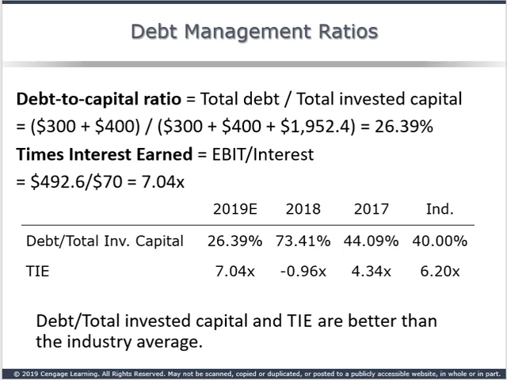The next one, times interest earned. This is a very important ratio because this is looking at a company's ability to pay future interest. And so what we want to identify is capacity, which is one of the 5 C's of credit. And so in the case of the times interest earned, or TIE, it's better than the industry. And so that would definitely be a sign of financial strength.